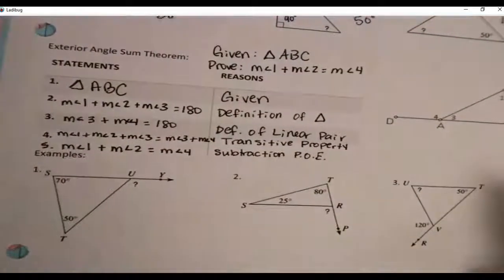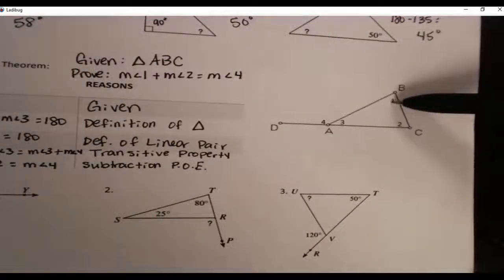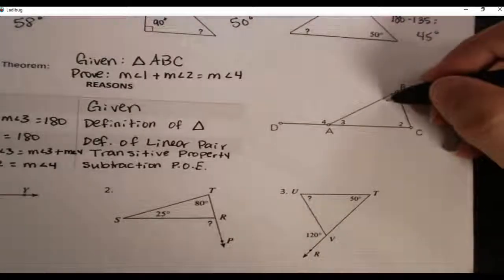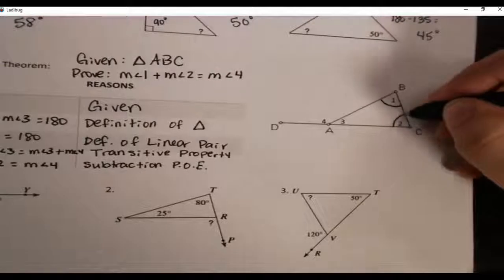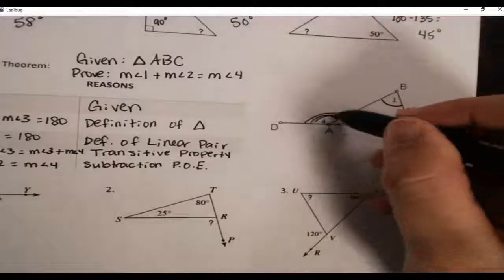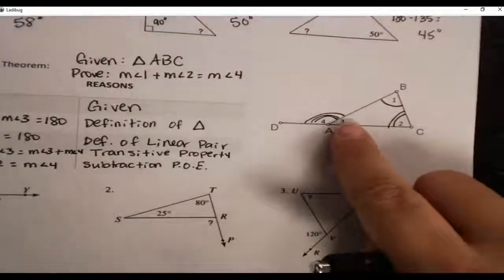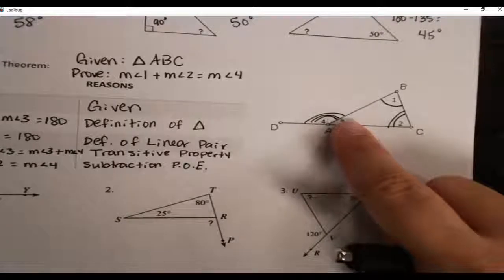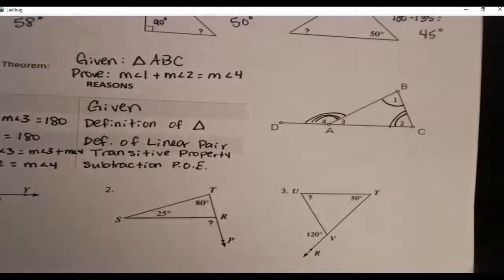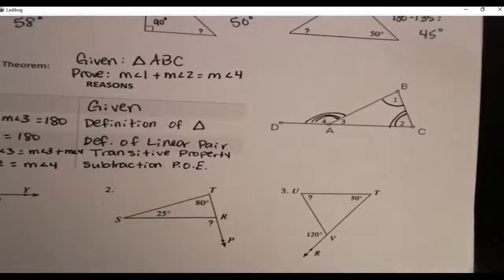So what that proof just told us is that our two inside angles add up to equal the outside angle. Okay? So it has to be the two angles that are not touching that outside angle. Okay? So that does not include the 3 because it's touching the 4. So it already adds to 180. So 1 plus 2 equals 4. Okay? So the two inside add to be the outside.